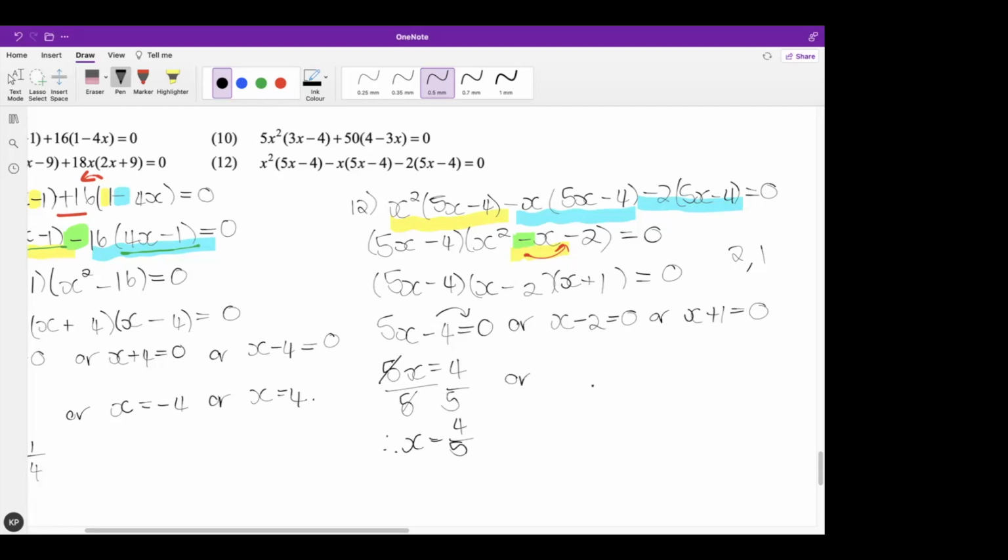Great. Or I take my negative 2 over, it becomes positive 2, so x is equal to 2. And the last one, or x is equal to negative 1. Nice, guys. Remember, you actually don't need to use the K method here.